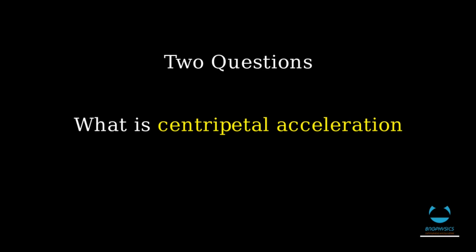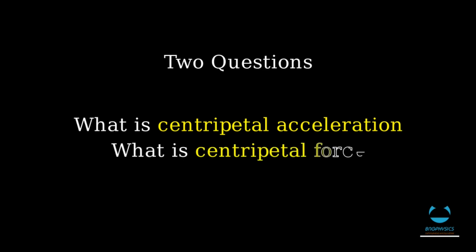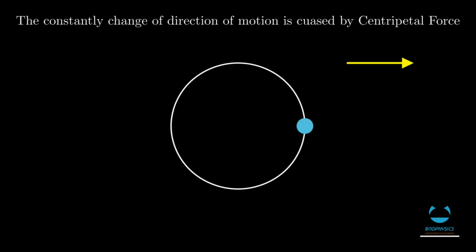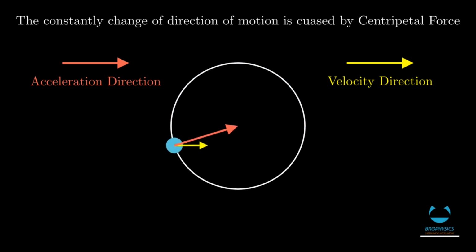First, what is centripetal acceleration? Secondly, what is centripetal force and how to calculate it? Let us start with what is centripetal acceleration. Well, centripetal acceleration is a change of direction of the speed of the object that moves in a circular path. This change of direction of the motion of this object is caused by a force called centripetal force.